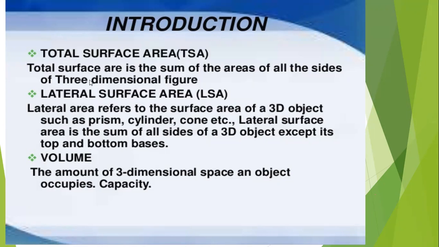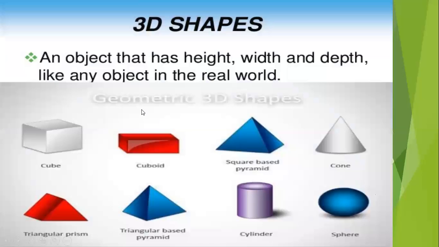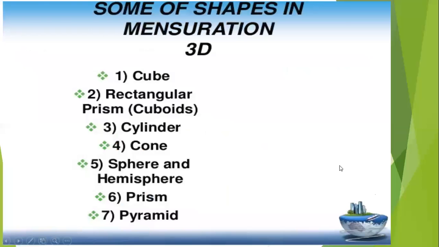So meaning that we shall also look at how to find the surface areas and also the volumes for these 3D shapes. These are some of the examples of 3D shapes. We have cubes, cuboids, square-based pyramid, cones, triangular pyramids, cylinders, and spheres.